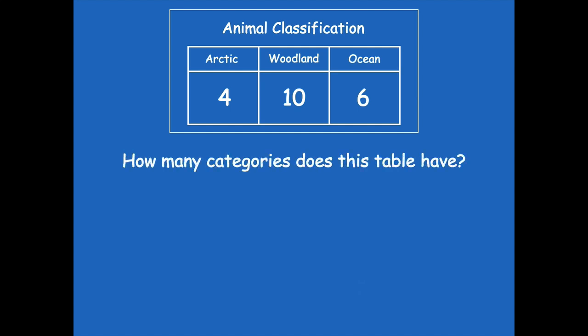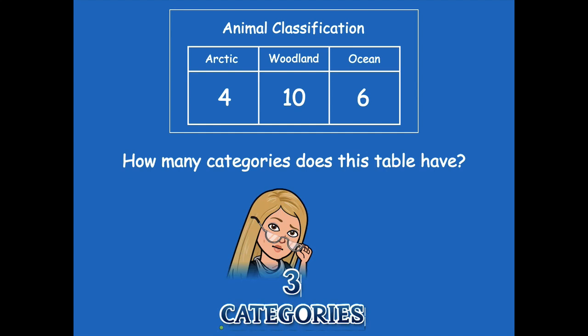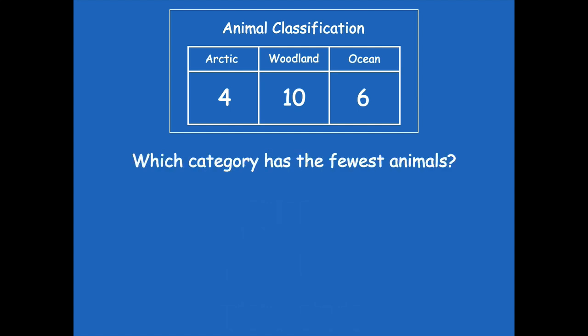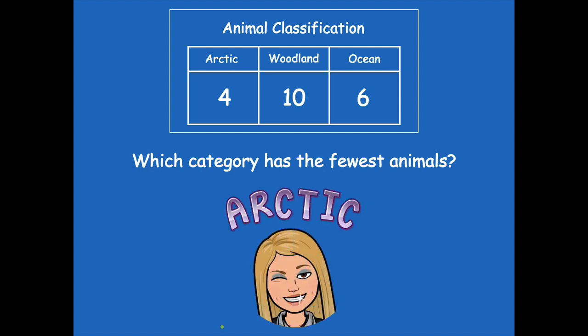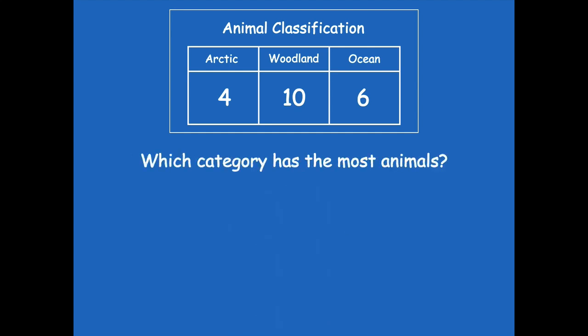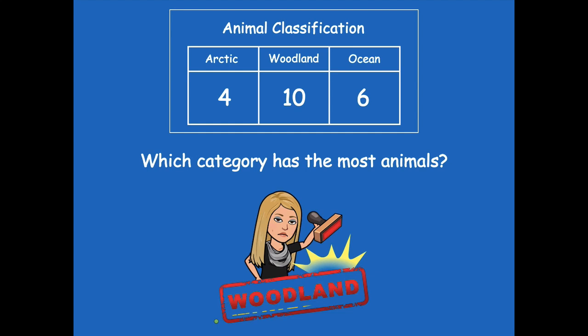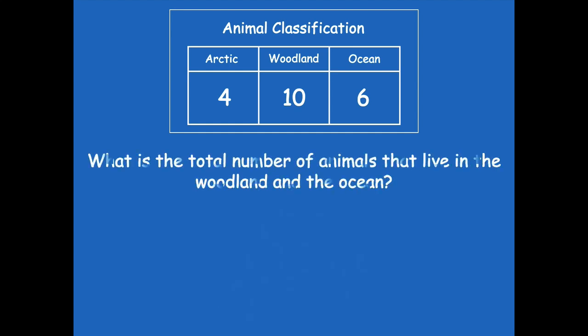So now how many categories does this table have? Yeah, this one has 3 categories: Arctic, woodland, and ocean. Which category has the fewest animals? Yeah, it's the Arctic, because there's 4 and fewest is the smallest number. Which category has the most animals? Boom, it's the woodland habitat. Okay, good job.